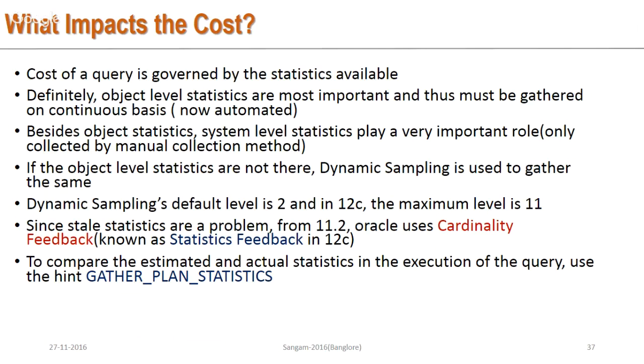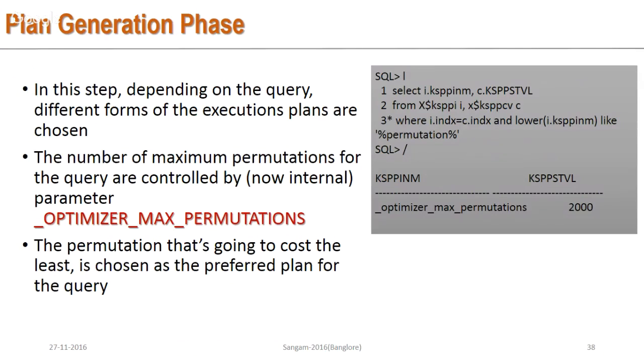And the number of permutations is based upon the statistics. That's what decides the number of plans. The number of plans is decided by an internal parameter, optimizer max permutations. Optimizer max permutations is set to 2,000 by default, and it is set to 80,000 in the previous versions.